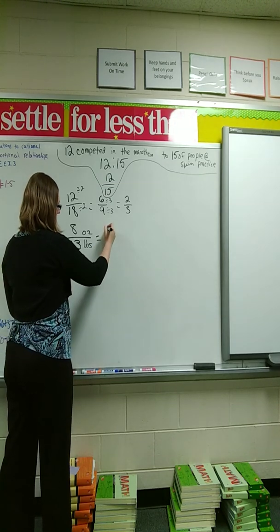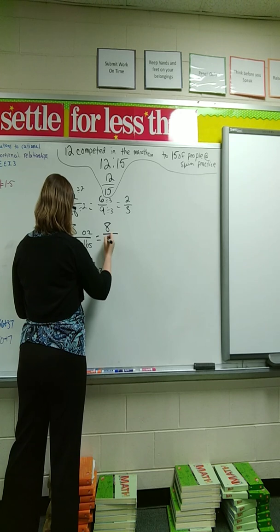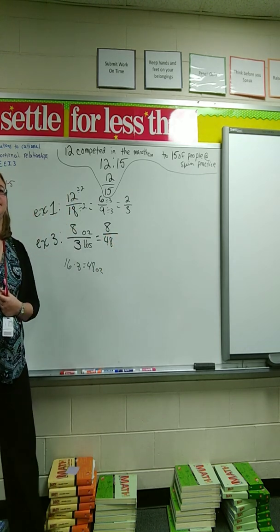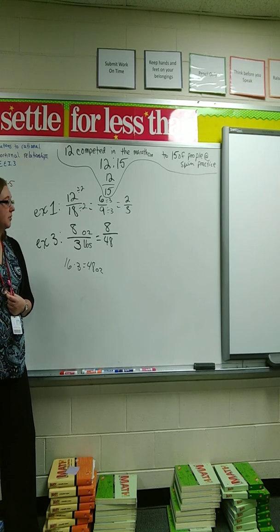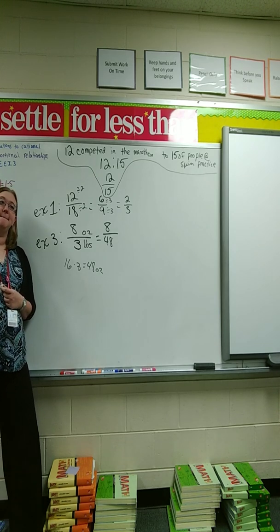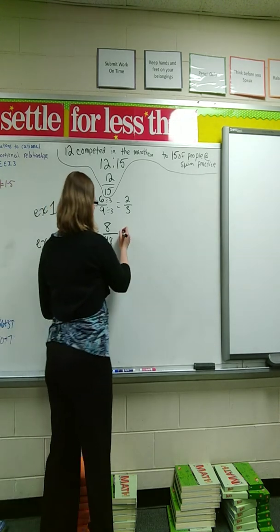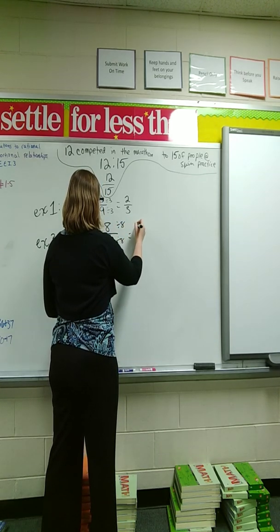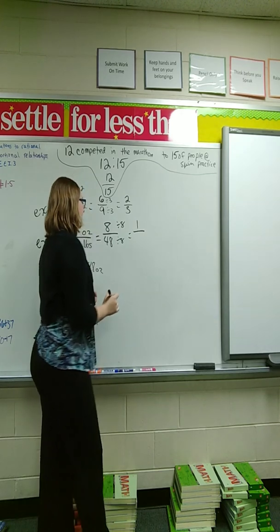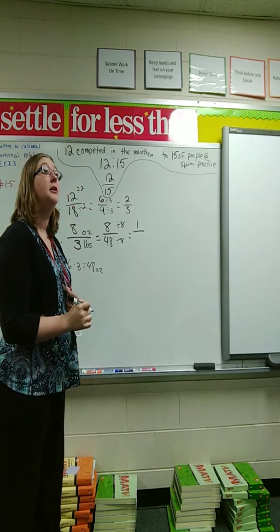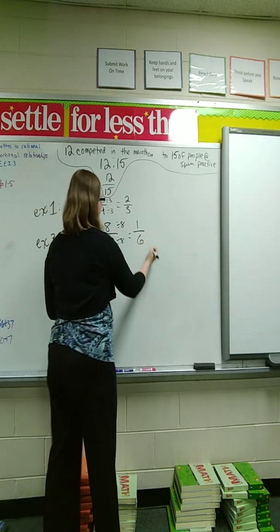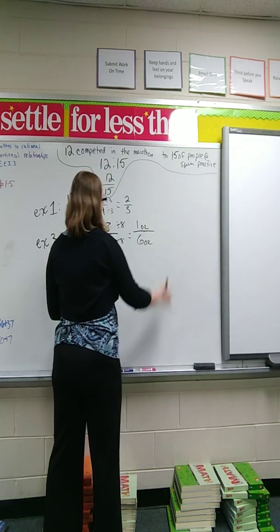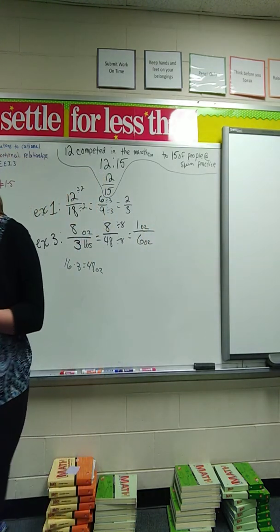So that means we have 8 ounces over 48 ounces. Simplify. What can we divide by? 8. Divide each by 8. 8 divided by 8 is 1. 48 divided by 8 is 6. So we have 1 ounce per every 6 ounces.